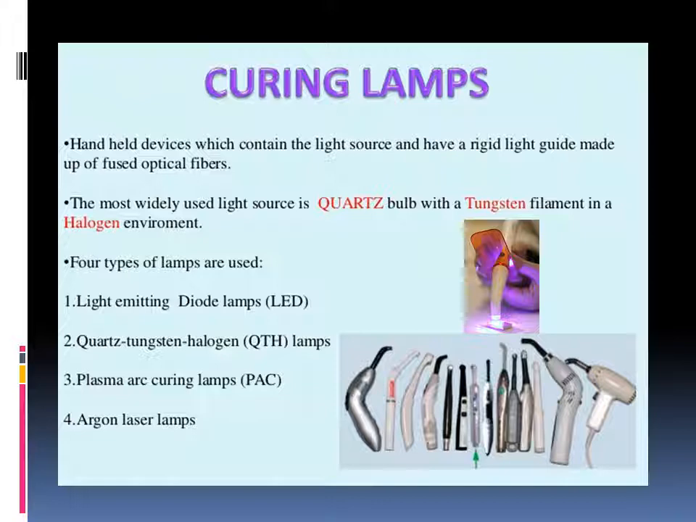Then you have the plasma arc curing lamps and argon laser lamps. So these are the types of curing lamps available, and they have their own advantages and disadvantages, and again, it's basically a matter of personal preference which the dentist uses.